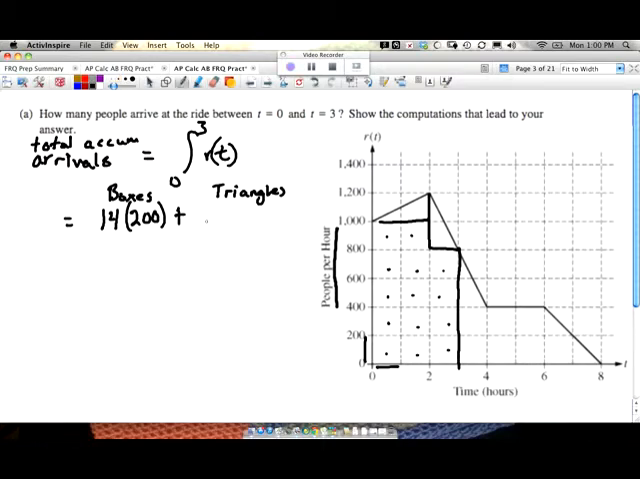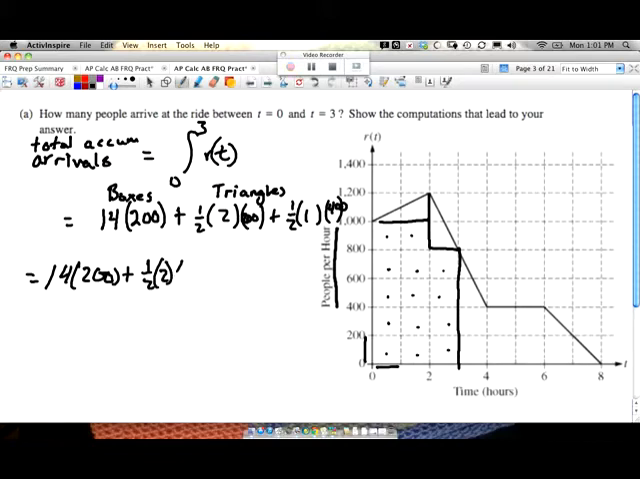But let's say I wanted to do them separately here. Each triangle is going to be 1/2 base times height. The base for the first one is 2, the height is 200, and the base for the second one is 1, and the height is 400. And so that's our answer. Do we have to simplify? No need. But I'll write it a little bit cleaner here: 14 times 200 plus 1/2 times 2 times 200 plus 1/2 times 1 times 400. There we go. Done. People is our units.